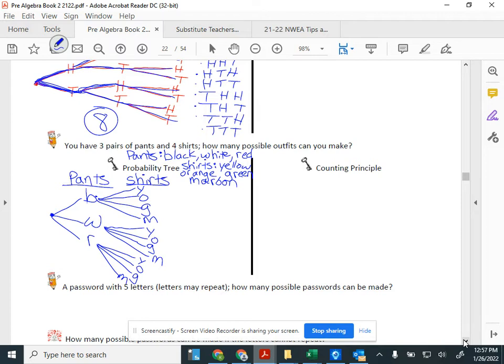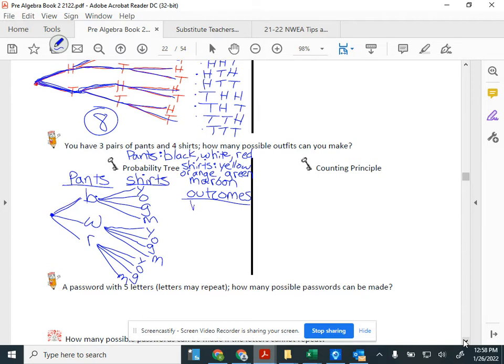Let's look at what outcomes we could get. This is the positive advantage of doing a probability tree, is we can easily see the actual outcomes. If your question is, what outfits could she put together using all of these choices, you could say, well, black pants and an orange shirt, or black pants and a maroon shirt. So you can know what those actual outcomes are. So we're going to write them out.